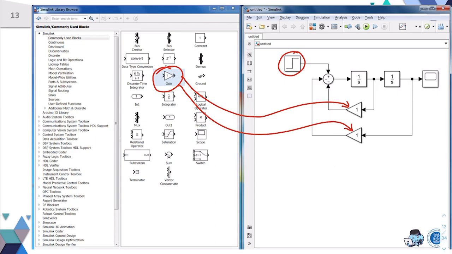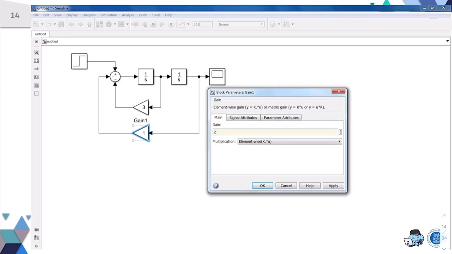You can obtain this one from sources here, and then you have to find the step function. Let's see what we do here. Please double click on this one. The gain must be 3 and then this one must be 2.